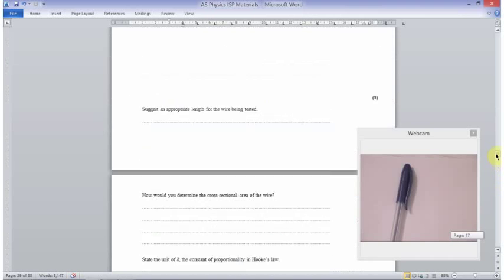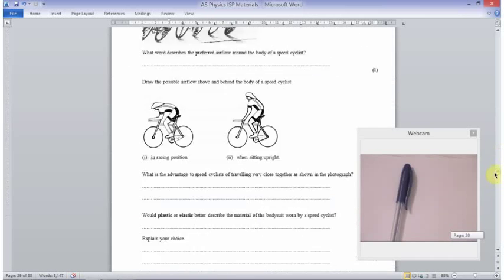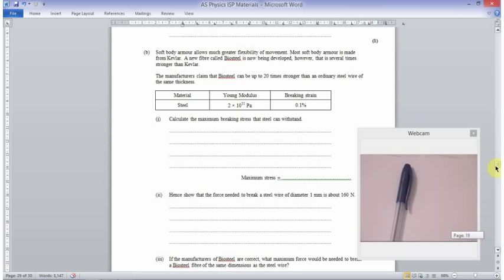Did they ask for the steel or BioSteel? I can't remember now, I'm going to have to look back at the question. That steel can withstand, so not BioSteel. So they're not asking for 20 times as much right now. So all I want you to do is to times it by 0.1%.